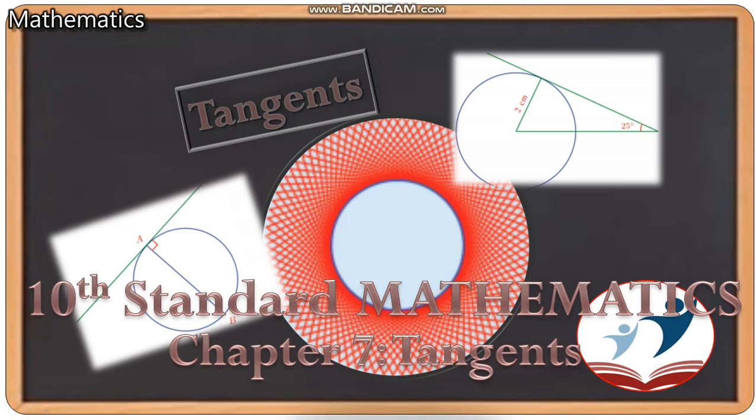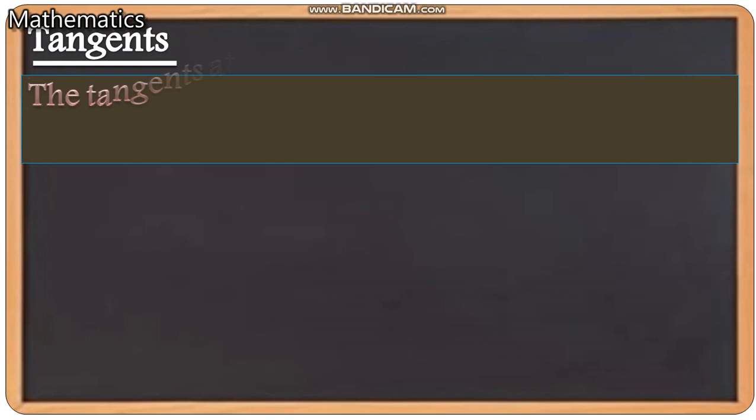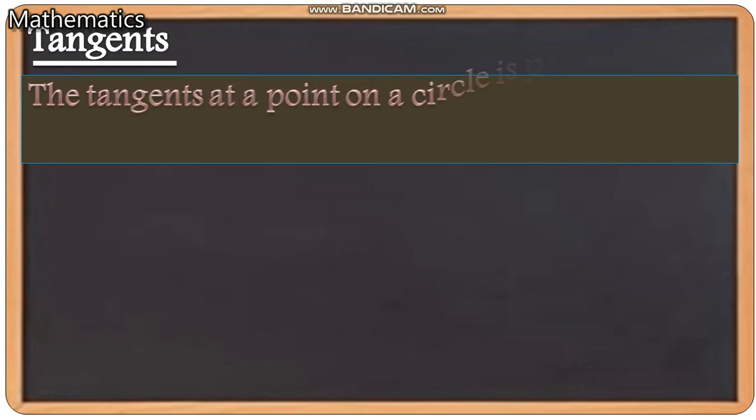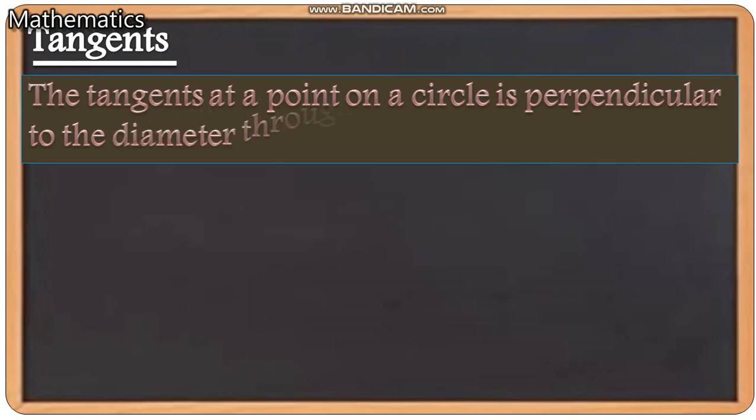Today I am going to teach you the seventh chapter, tangents. What is a tangent? Let's discuss that. At first, I am giving: the tangent at a point on a circle is perpendicular to the diameter through that point.